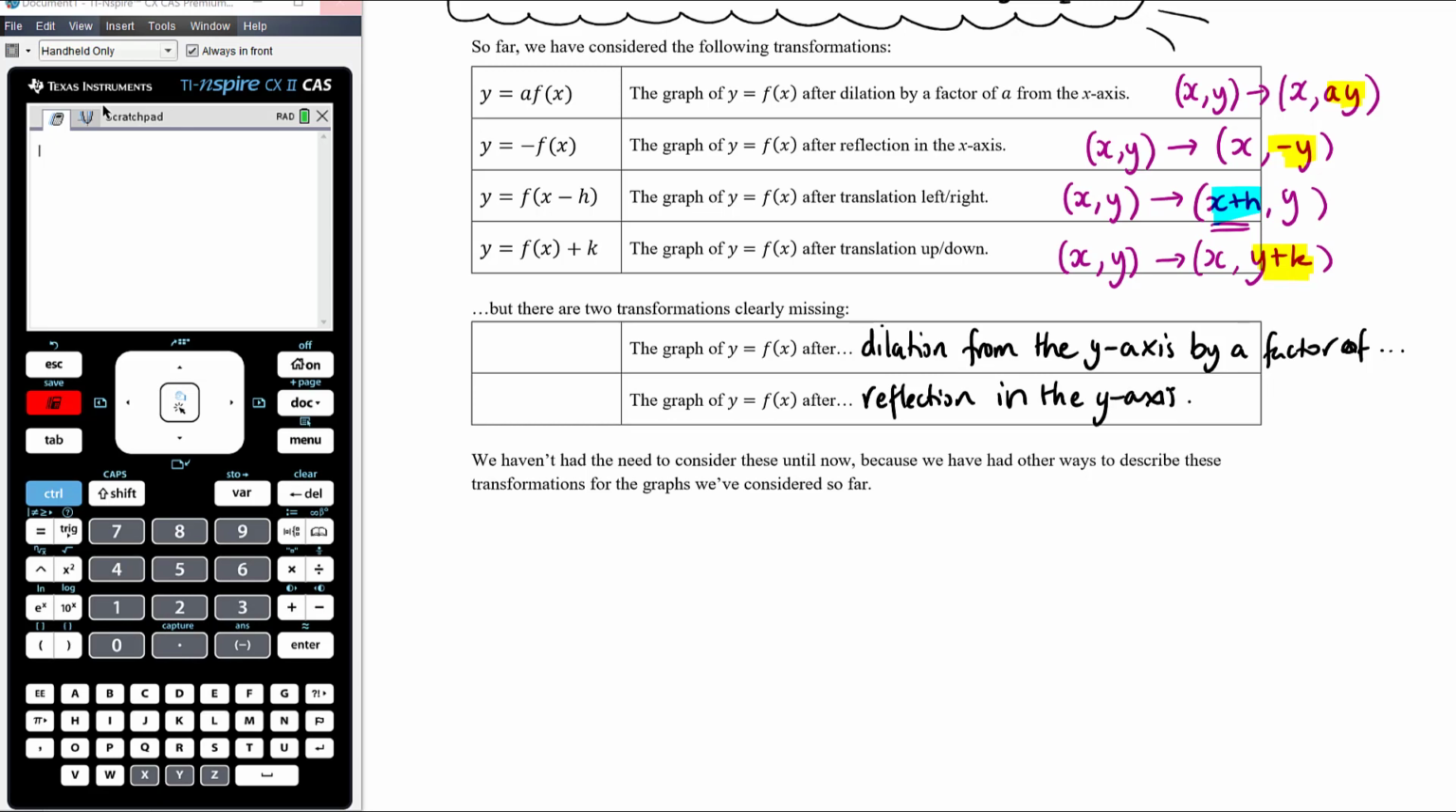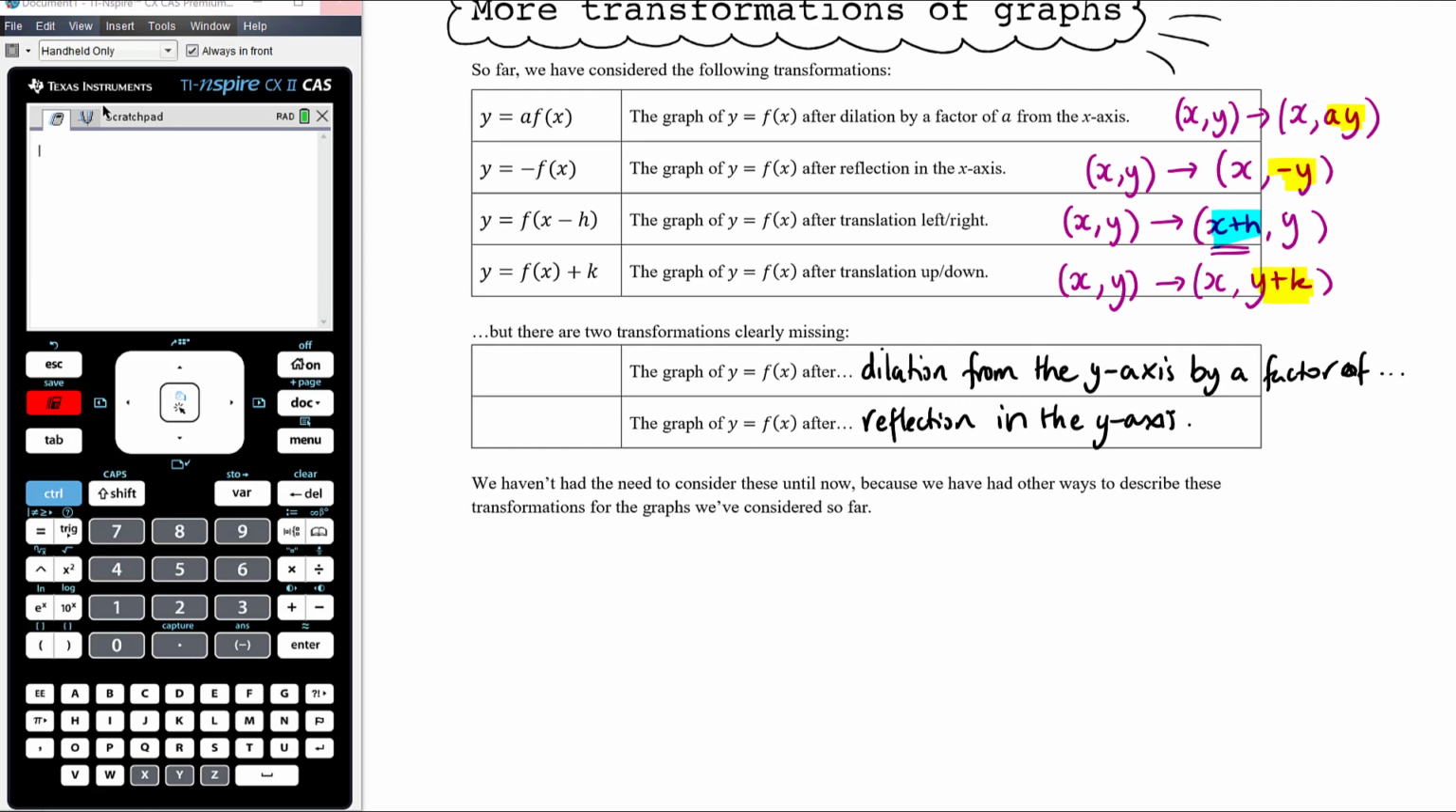Okay. All right, so you might be able to think about what that's going to look like just looking at the equations. So the only thing that we've looked at so far where we affect the x coordinate is this one. And that's the only one where we've been doing things inside the function. Everything else has happened outside the function. So when we multiply the y coordinates by a value, that's the same as doing that same value times the whole function. When we multiply the y coordinates by -1, it's the same as multiplying the whole function by -1. Okay. When we add k onto the y coordinates, it's the same as adding k onto the function.